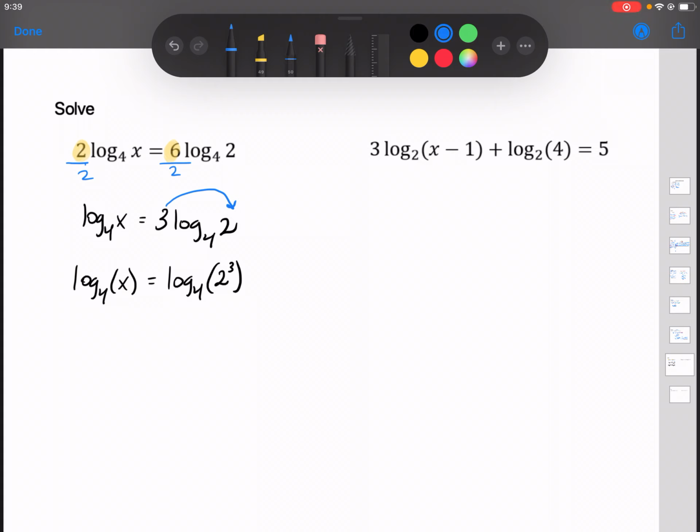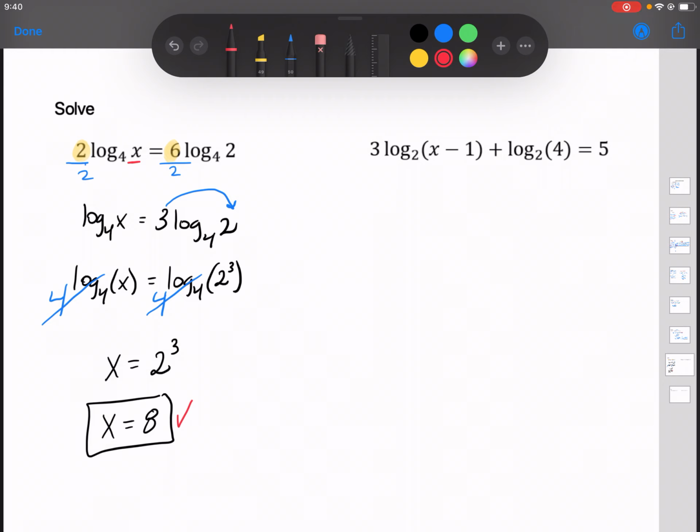Well, if you recall last time, to get rid of a log, we apply the inverse, being base 4, and so those will go. And we have x is equal to 2 cubed, where x equals positive 8. Last thing I do is just check the argument, wherever the variable is. When you plug it in, do we get something greater than 0, or positive? We do.